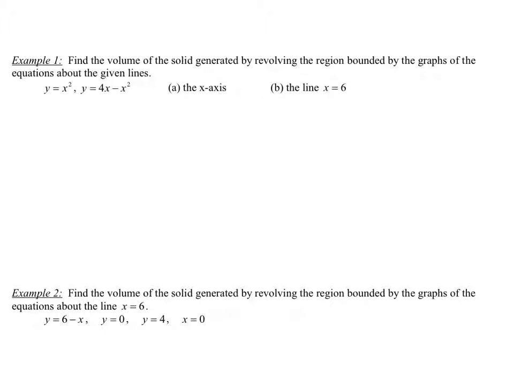So we're going to set these equal to each other to figure out where they intersect. We'll have x squared equals 4x minus x squared. We solve that. So we're going to have 2x squared minus 4x equals 0. So 2x times x minus 2. So we're going to be going from x equals 0 to 2. Okay?